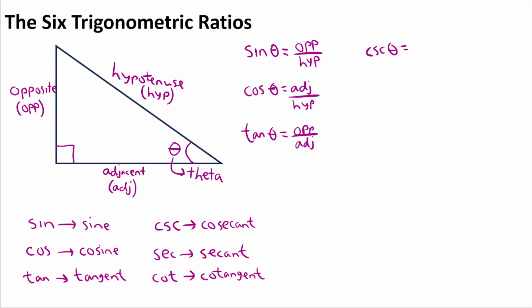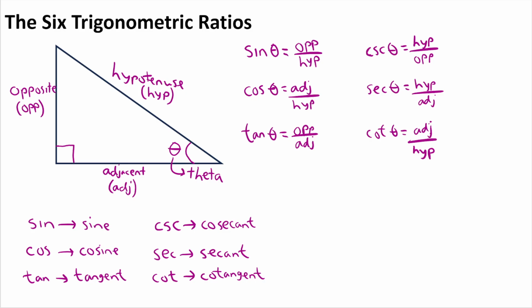Then likewise, you have cosecant, the csc. Cosecant theta is equal to hypotenuse over opposite. Secant theta equals hypotenuse over adjacent. And cotangent theta is equal to adjacent over opposite. Oops, that should be a p right there. Alright.